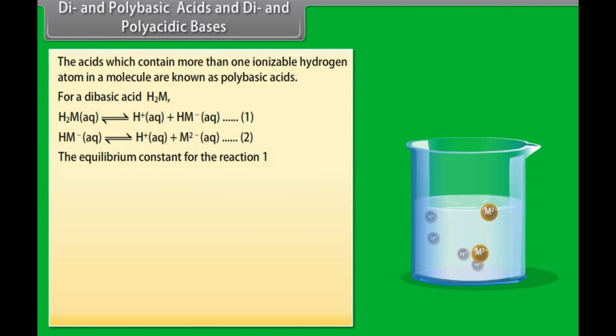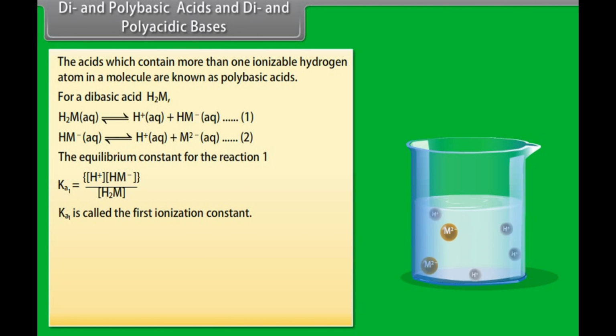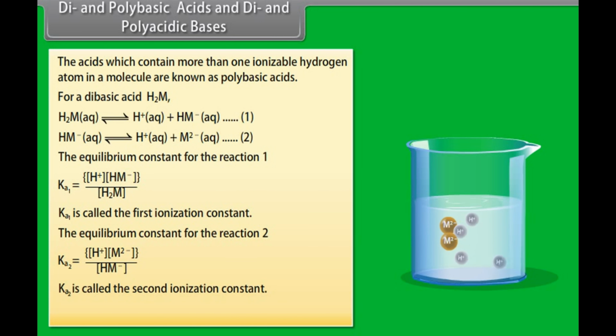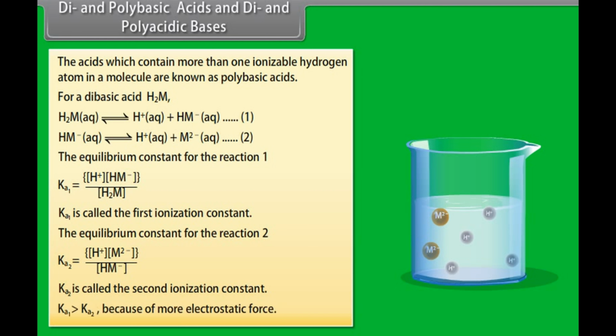The equilibrium constant for the reaction 1, Ka1, is equal to H plus into HM minus by H2M. Ka1 is called the first ionization constant. The equilibrium constant for the reaction 2, Ka2, is equal to H plus into M square minus by HM minus. Ka2 is called the second ionization constant. Ka1 is greater than Ka2 because of more electrostatic force.